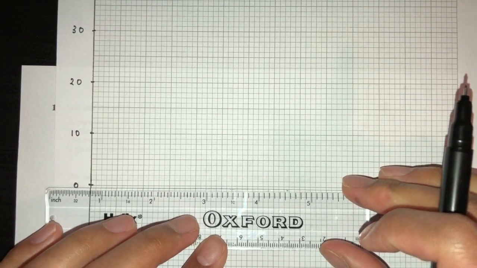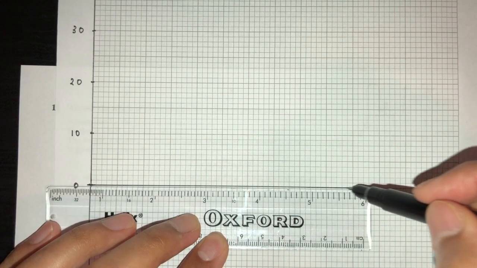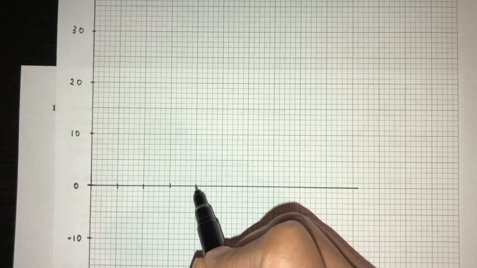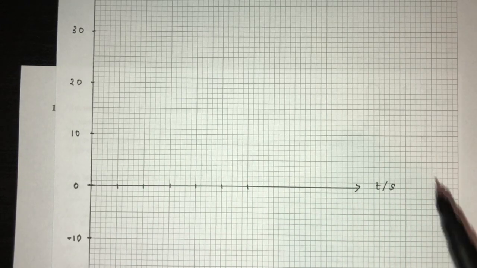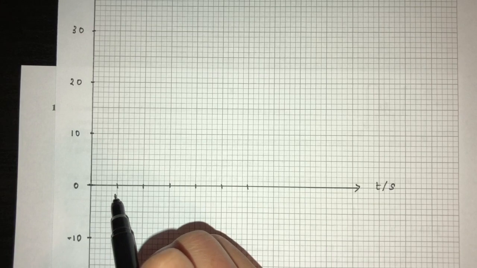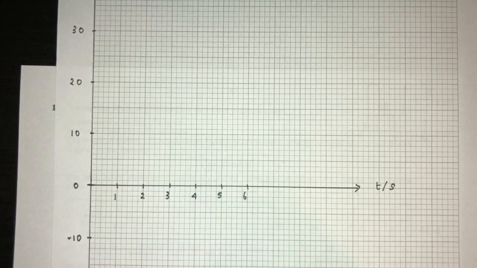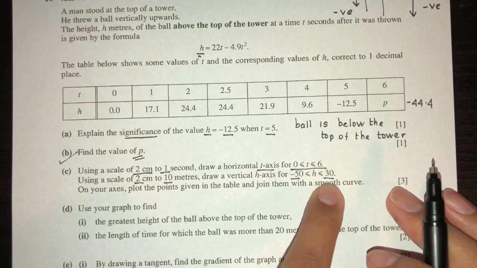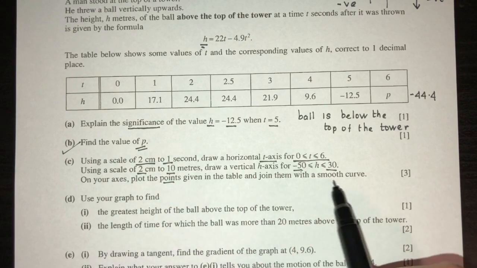Now for your x-axis, you have to begin at this point here, 0, and it will be from 0 till 6. You have to label, of course, 1, 2, 3, 4, 5, 6. This is t in terms of seconds. It is from 0 till 6 and minus 50 till 30. Now we have to plot the points and join them by a smooth curve.